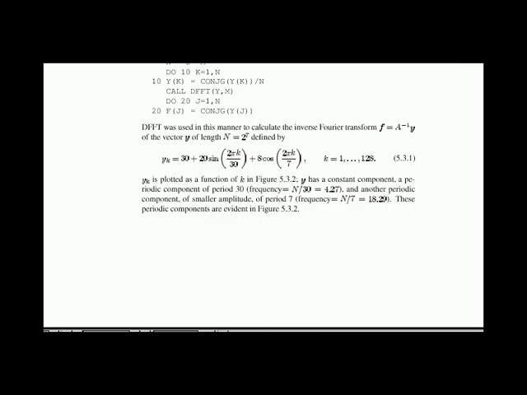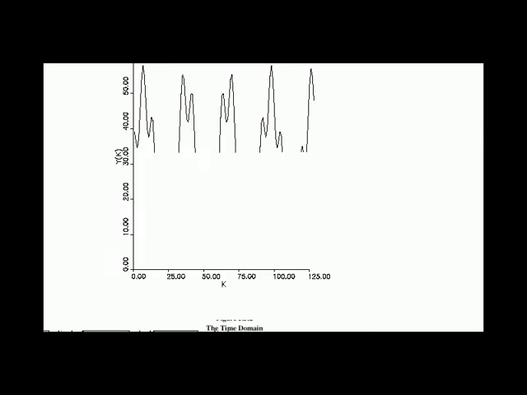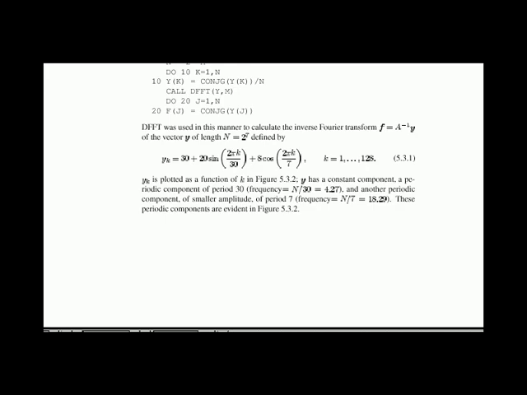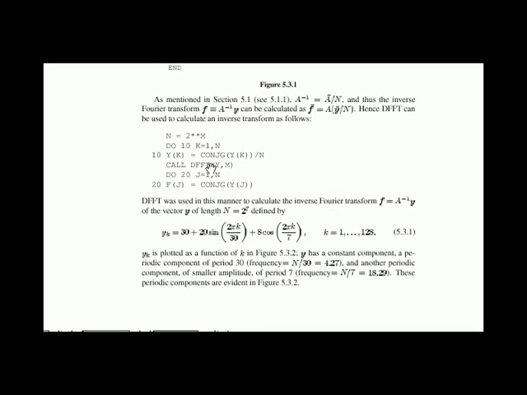And as I said, to get the f's from the y's, you're actually doing an inverse transform, but the inverse transform is really easy, because A inverse is simply the conjugate of A over n. So you simply take the conjugate of y, do a normal forward transform, divide by n, and then conjugate again, and you've done an inverse transform.